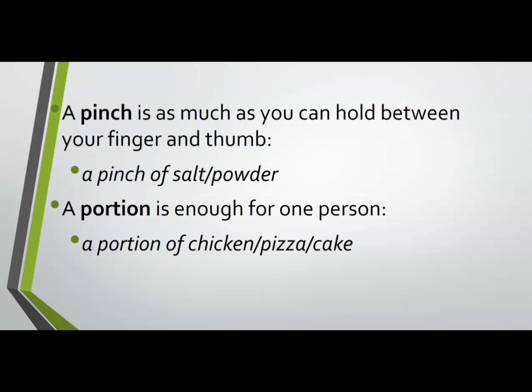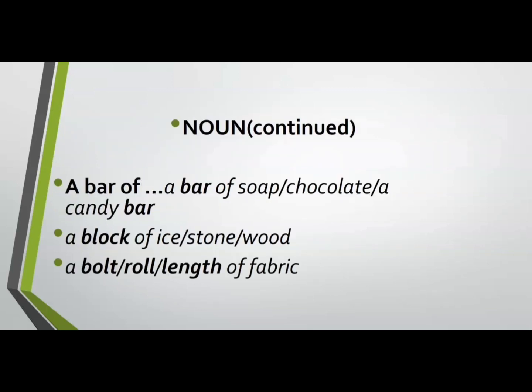Portion is something which is enough for one person. So a portion of chicken, a portion of pizza, a portion of cake, for example. We also use the word bar, a bar of soap. So soap in English is uncountable. So if you say that I went to the market, I went shopping and I bought two soaps. No, we don't say two soaps. So we say a bar of soap because soap is uncountable. So a bar of soap, a bar of chocolate, a bar of candy, for example.